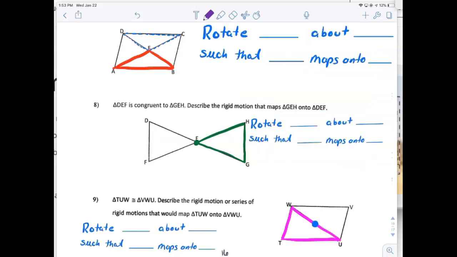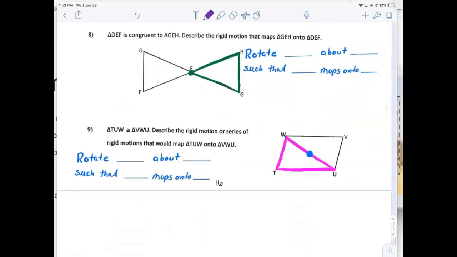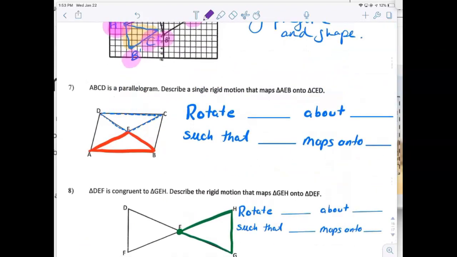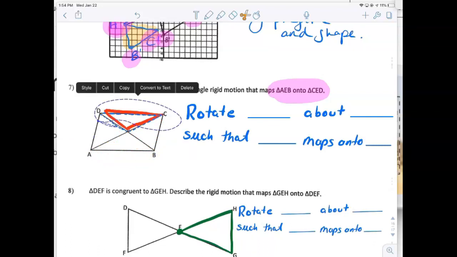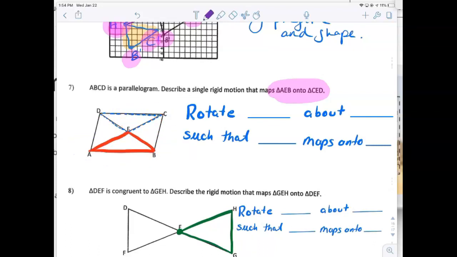All right, now the final 3 questions are very, very similar, especially the first 2. There's a little curveball in the third one, but it says describe a single rigid motion that maps AEB, which is the red one, onto CED, which is the one I outlined in blue. If you notice, you could take this red one and rotate it about the point E, so that would happen. You're rotating triangle AEB about point E such that A maps onto C, or you could say B maps onto D, or it's also a 180-degree rotation around point E.